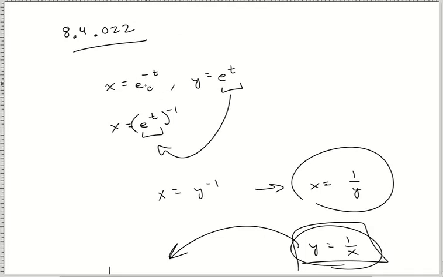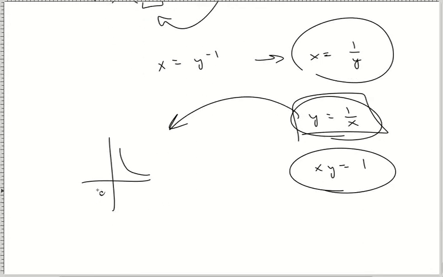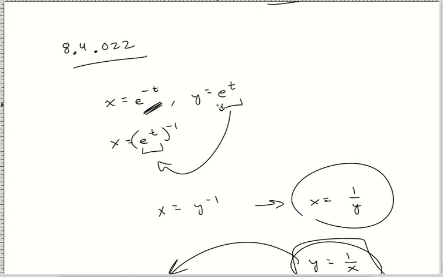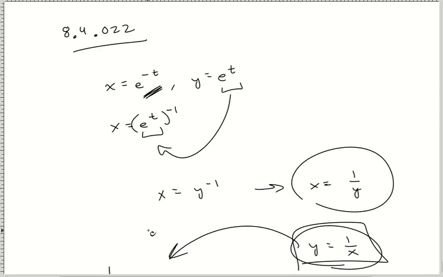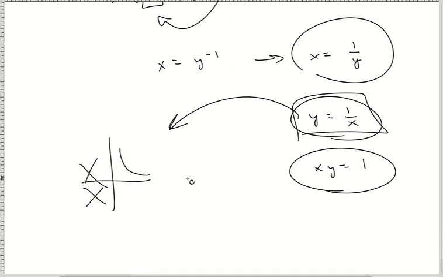Notice that my x is a negative e to the negative t. So this, for one, is always positive, so we're not going to have anything down here. Well, because it's on the other side, we're not going to have anything over here at all. The more my t is, the smaller my x is. The more my t is, the bigger my y is. So y is getting bigger, my x is getting smaller, going this direction. Okay? Super cool.